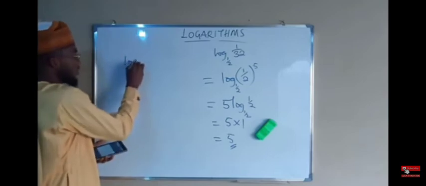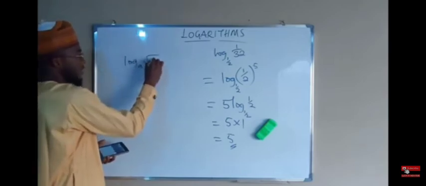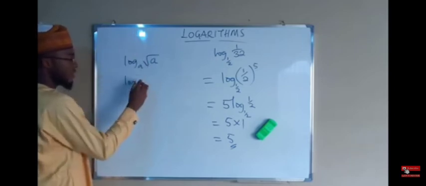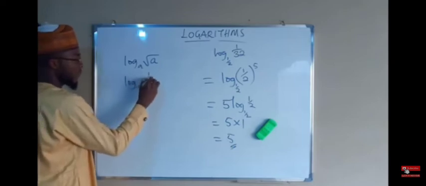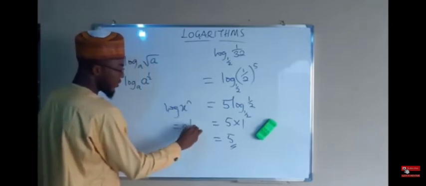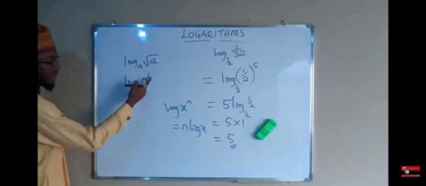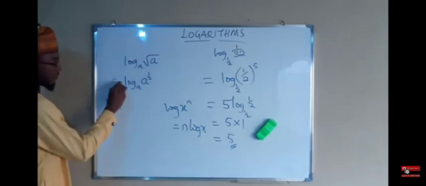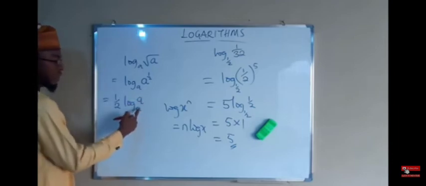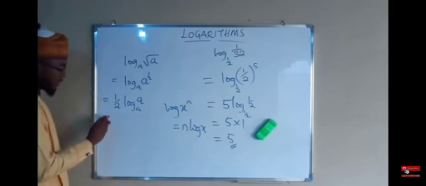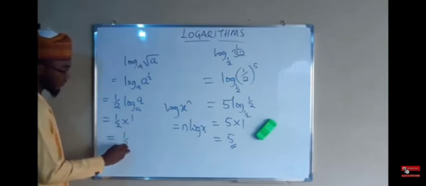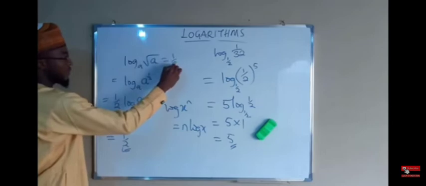Suppose we have log of root a. This can be resolved using laws of indices. Root a is the same thing as a to the power 1 over 2. If you have log of x to the power n, it is the same thing as n log of x. So you can apply the same here. So we have 1 over 2 log a base a. If the base and the number are the same, it equals 1. So we have 1 times a half, and this will give us 1 over 2 as the log of root a.